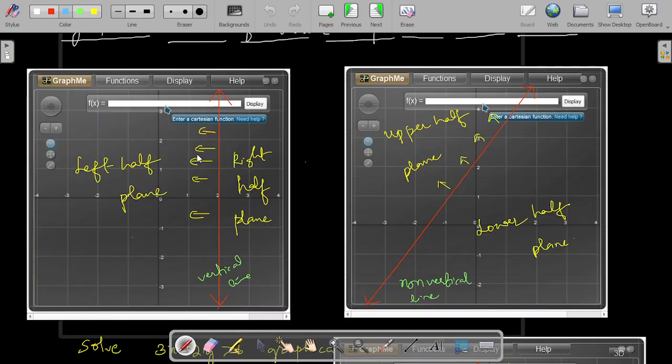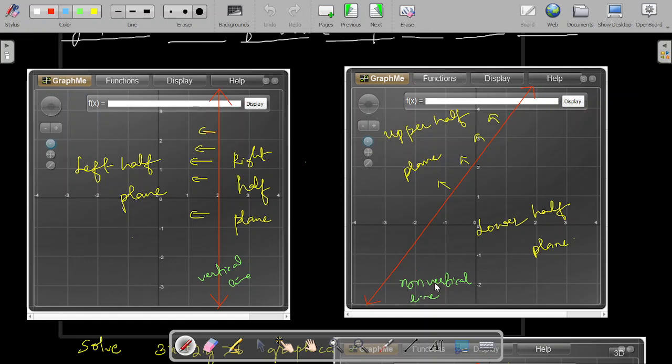Say for example, whenever you have any straight line, there are two types. One is a vertical line, one is a non-vertical line. Horizontal is also included in the non-vertical line. When a vertical line is drawn on a plane, it divides the plane into two parts. One is the left half plane, one is the right half plane. So this portion is called the right half plane and this portion is called the left half plane.